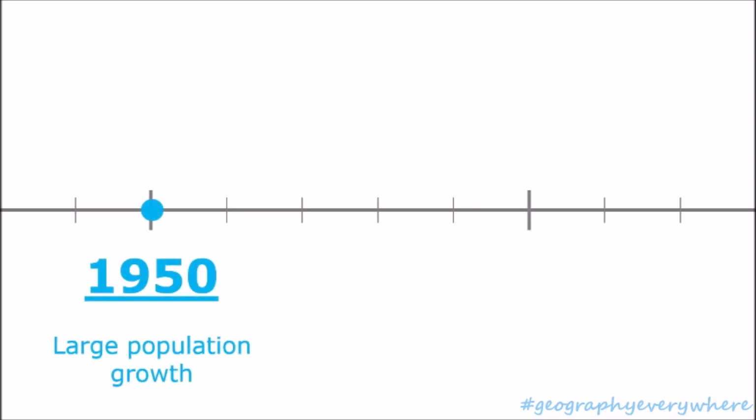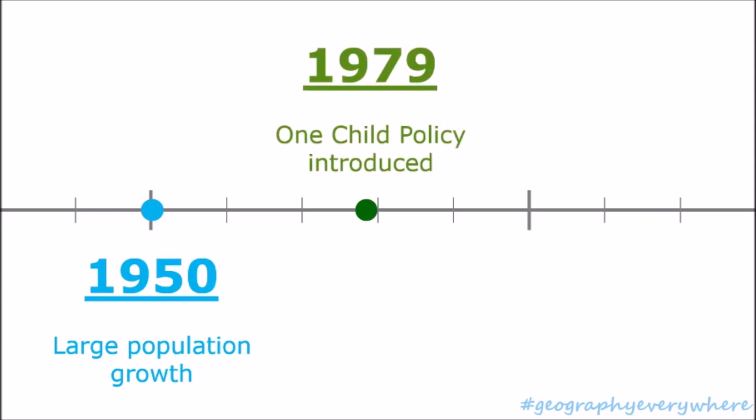In 1950, the Chinese had a large population growth. The government's idea was that the more people there are, the stronger they are. However, in 1962, there was a large famine that killed around 30 million people. By the 1970s, many countries started worrying about their population growth, including China. In 1979, they introduced the one child policy.